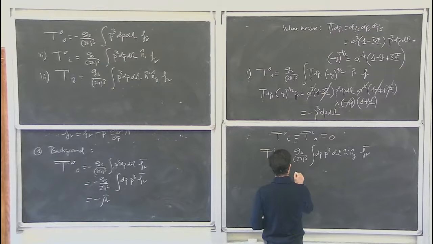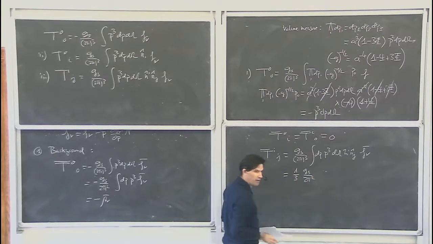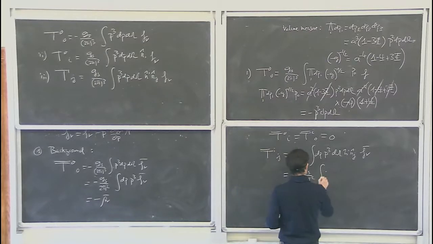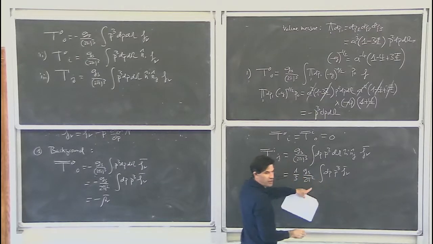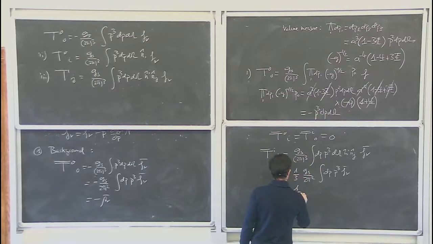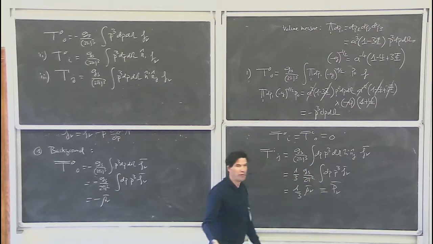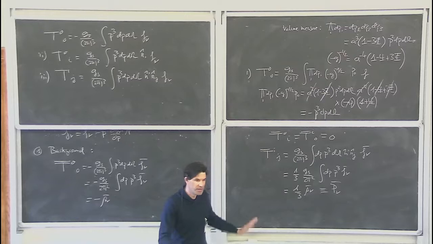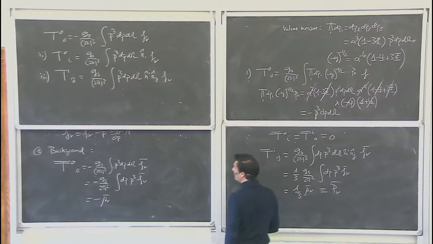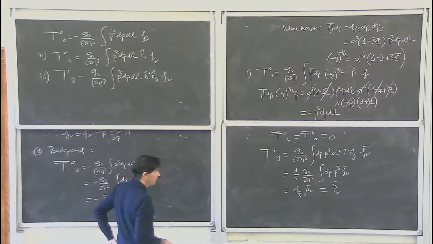So you end up with 1/3 of gs, then you're left with a 2 pi squared for the momenta, and that's exactly the same integral as basically the energy density. So it's just 1/3 the energy density, and we know that that's the pressure of a relativistic gas, all right? So all this makes sense.